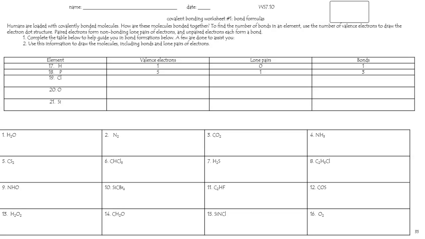Hydrogen, 1 valence electron, so just draw one line. It tends to form one bond. What else do we see here? Oxygen, 6 valence electrons, so 2 lone pairs, 2 bonds. Nitrogen, 5 valence electrons, so draw 1 lone pair and 3 bonds.